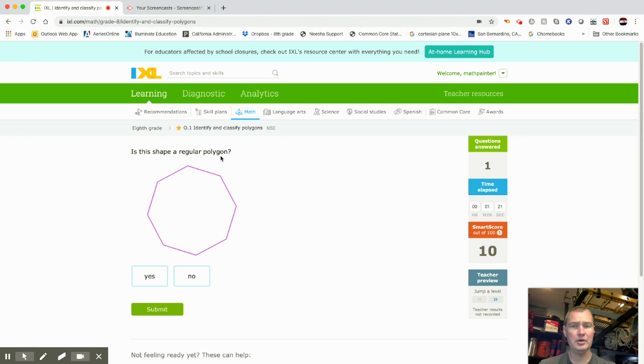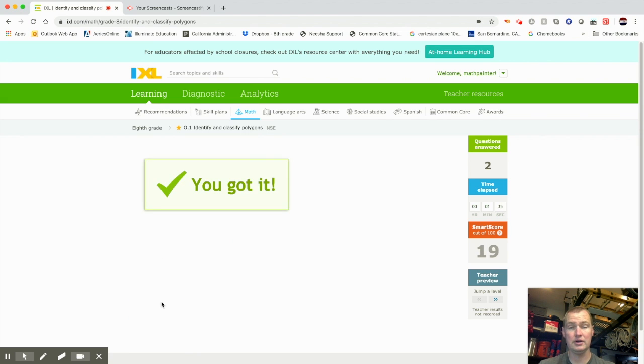Is this shape a regular polygon? Remember, the word regular means all the same sides and the same angles. So notice it turns a 45-degree angle, same side, 45-degree angle, and so forth. So all the sides are the same and it turns the same amount. So that is a regular polygon.